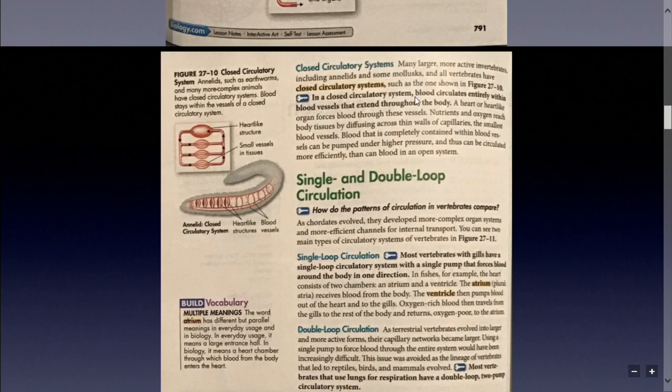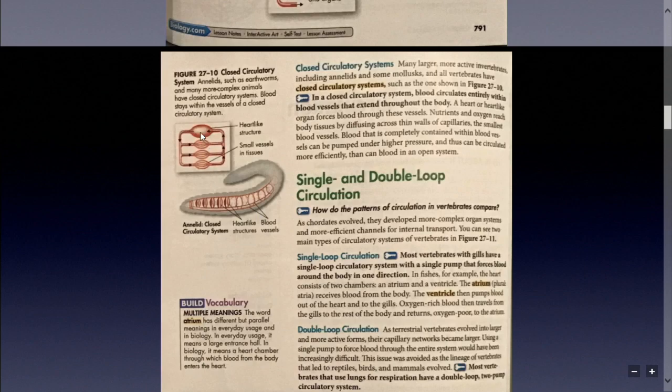So the annelids and the mollusks and many active invertebrates. Annelids would be an example of a very active invertebrate. Earthworms are very active. They actually keep all of their blood within vessels. It never leaves the vessels. So here's how it works, and this is just like us too, by the way. All vertebrates, all organisms in the animal kingdom that have a backbone, in the phylum Chordata, sometimes nicknamed vertebrates, are going to have this system.